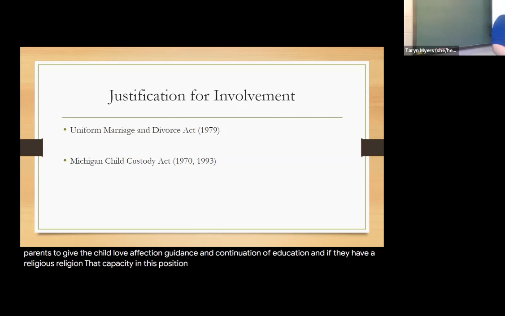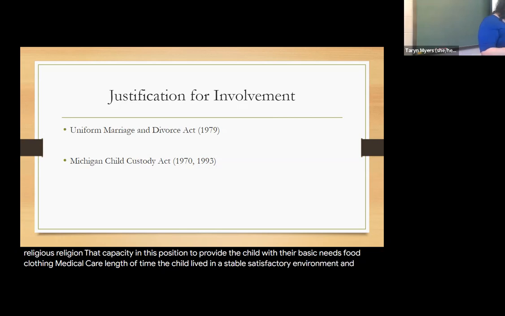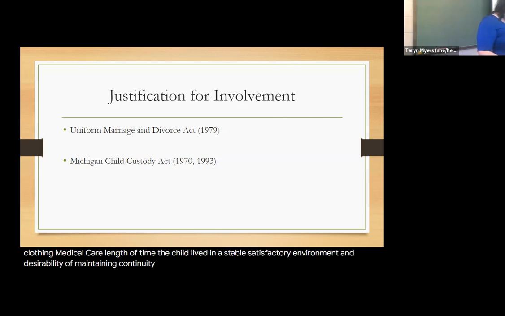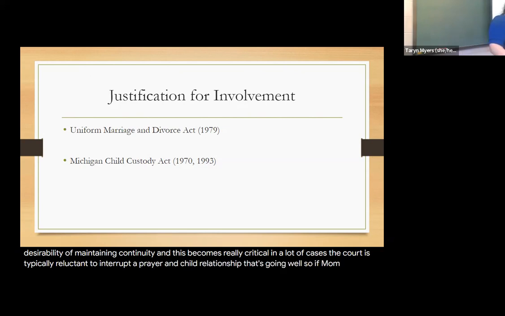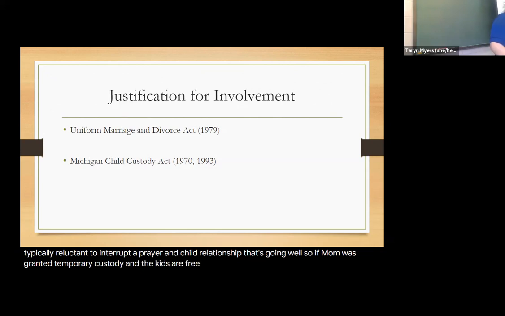Capacity and disposition to provide the child with their basic needs, food, clothing, medical care. Length of time the child lived in a stable, satisfactory environment, and desirability of maintaining continuity. And this becomes really critical in a lot of cases. The court is typically reluctant to interrupt a parent-child relationship that's going well. So if mom was granted temporary custody and the kids are thriving, we're not going to say, oh, dad gets full custody, right? We'll probably work on some sort of visitation if dad is interested and basically acceptable, not going to harm the children.